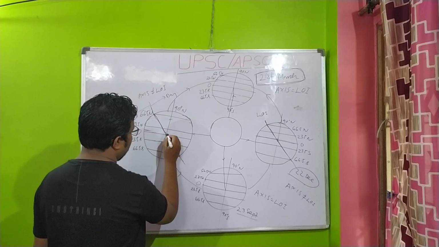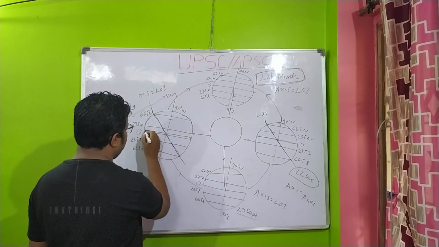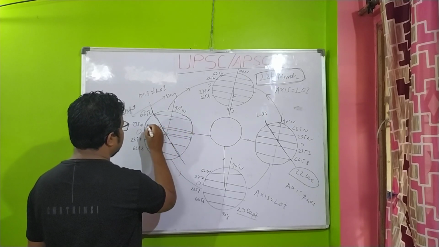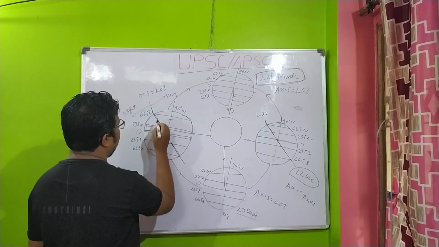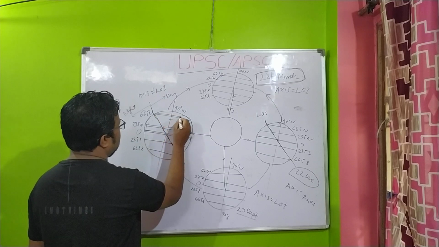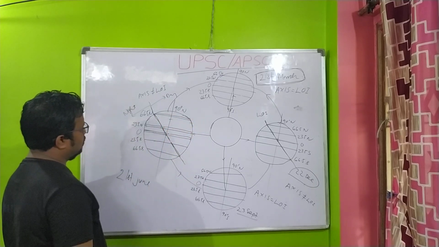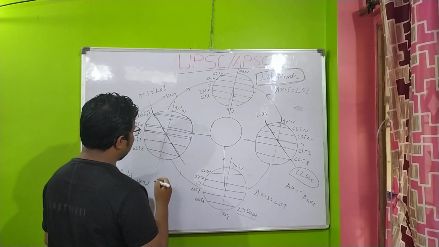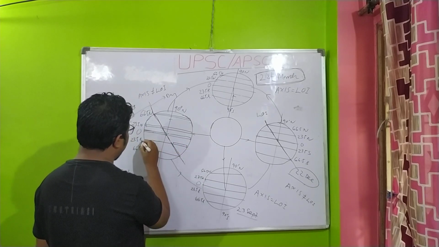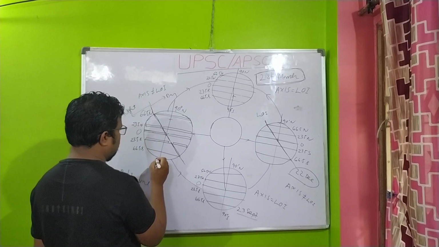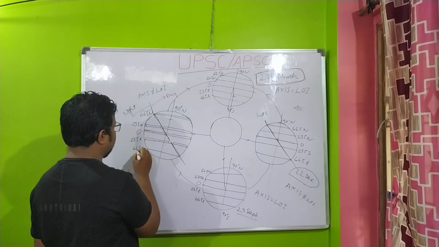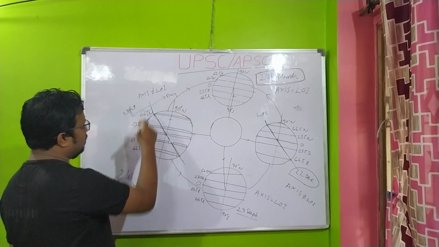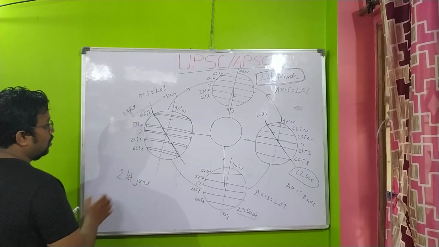So on 21st June, what is happening? At the equator, equal day, equal night. At 23.5 north, larger day, smaller night. At 66.5 north, all day, no night. Again if we move down, at 23.5 south, smaller day, larger night. At 66.5 south, no day, only night.